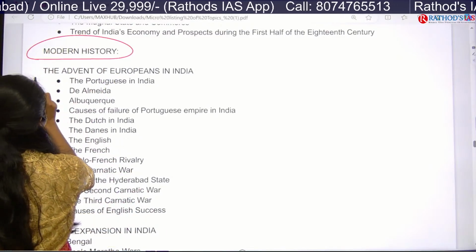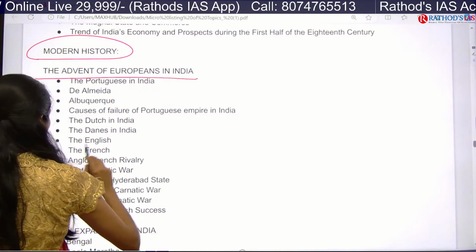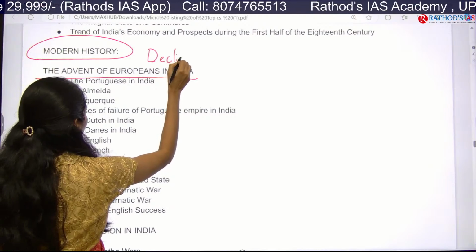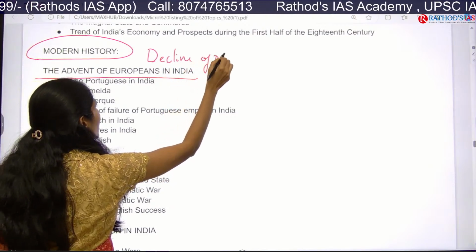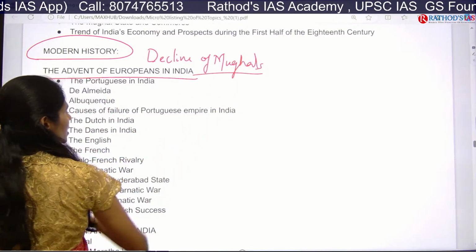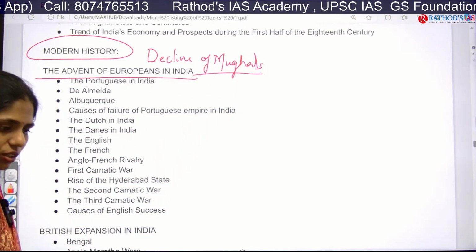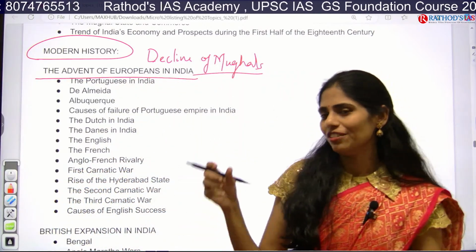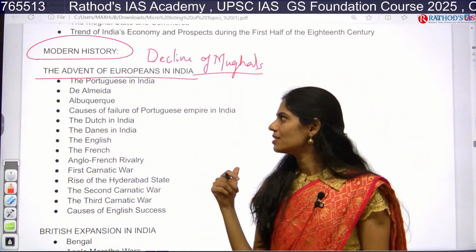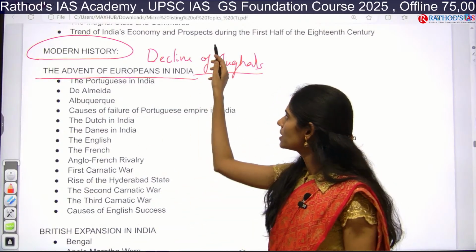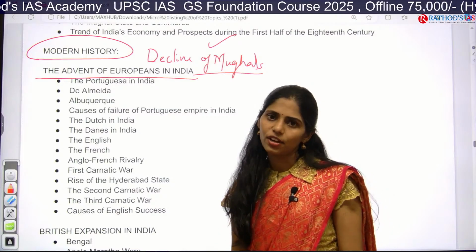So the first one is the advent of Europeans in India, but before this we will be studying the decline of the Mughals. And from this decline of the Mughals you can expect even a Mains question of 10 to 15 marks. If you are reading modern history from Bipin Chandra's book, it starts with this chapter, the decline of the Mughals.